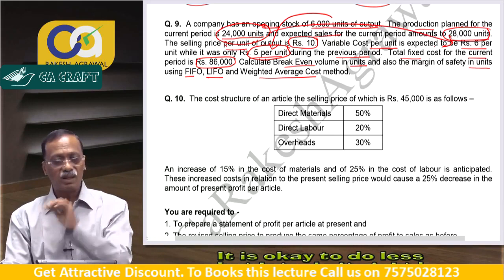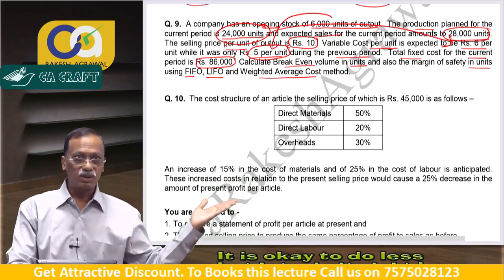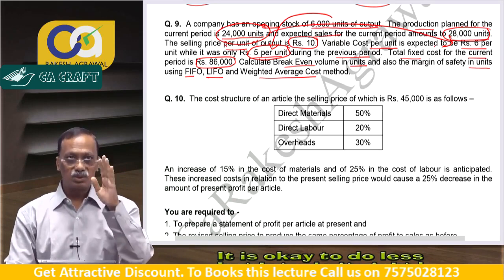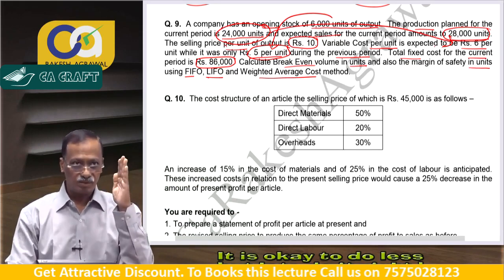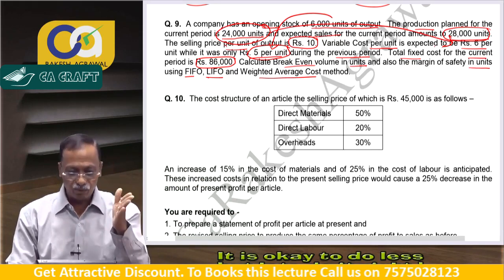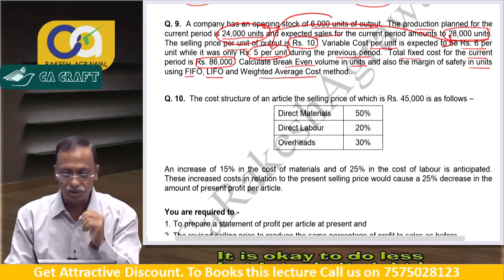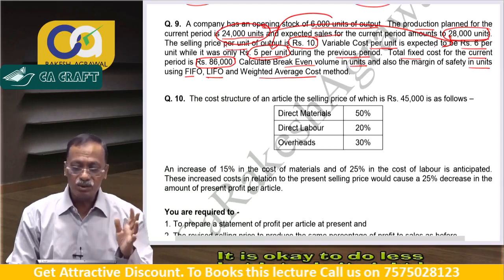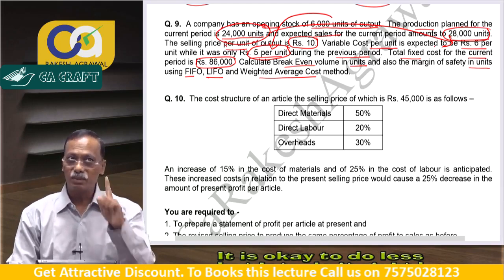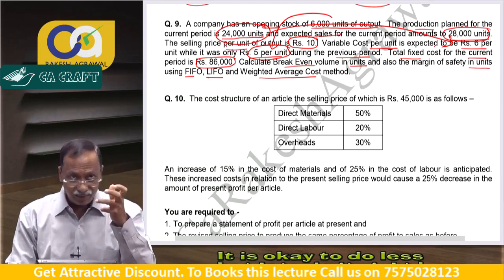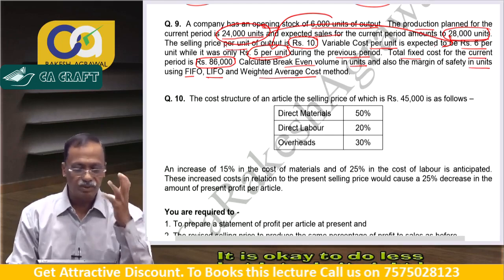Current production will be at current variable cost, and earlier production is at earlier variable cost, which is carried to the current period. So 6,000 units of opening stock have 5 rupees variable cost, and the 24,000 units expected to be produced in the current period will have a variable cost of 6 rupees. But all these units will be sold at what price? Selling price is uniform, 10 rupees. Using this data and the fixed cost, we will get BEP.